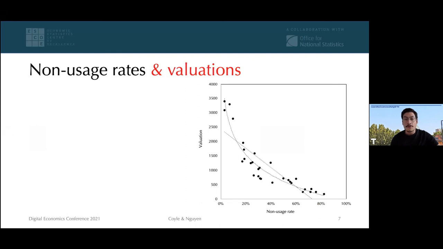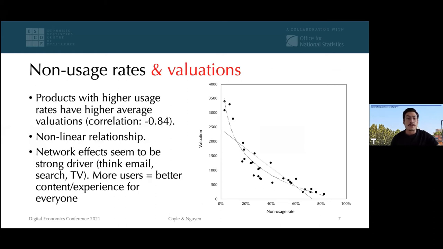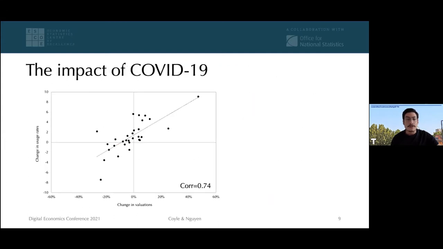We can look at non-usage rates and valuations, and you can see there's a non-linear relationship between how widely spread or in use a certain good is, and how high the valuation is. In general, because it's non-usage, it's a negative correlation. But the important thing is it's non-linear, so we think there might be some sort of network effects at play here. I'm going to skip forward a little bit in the interest of time.